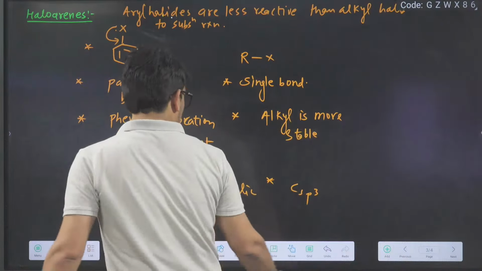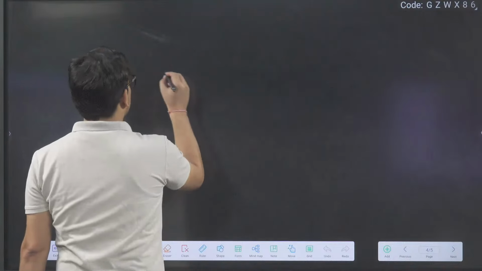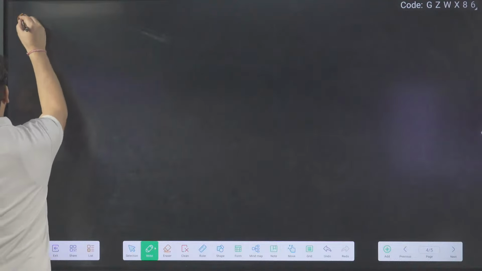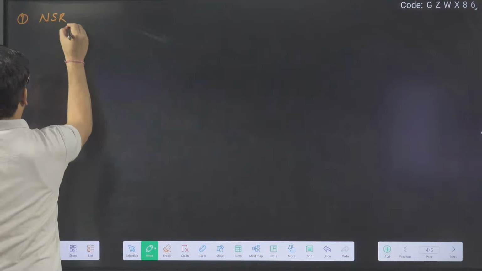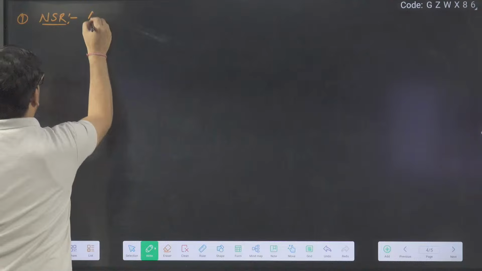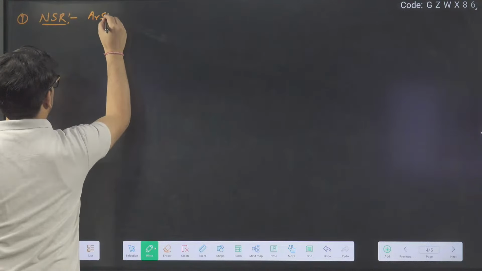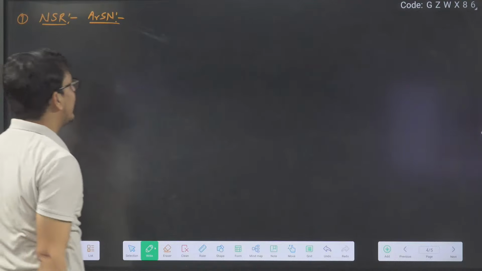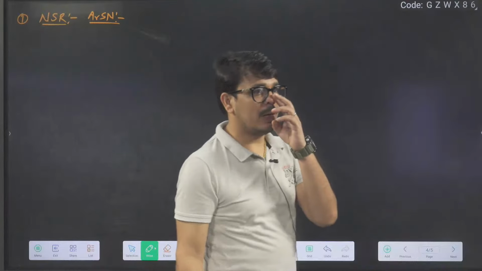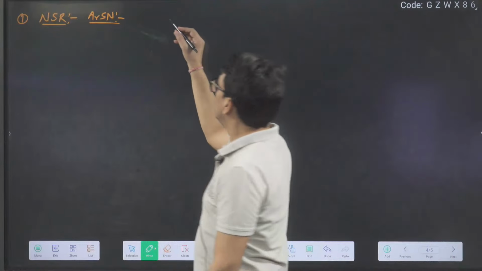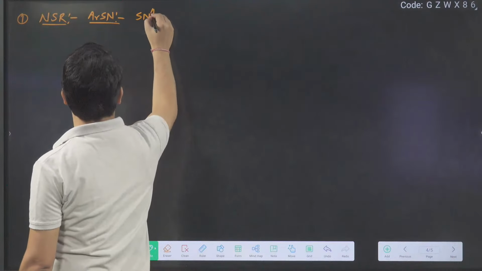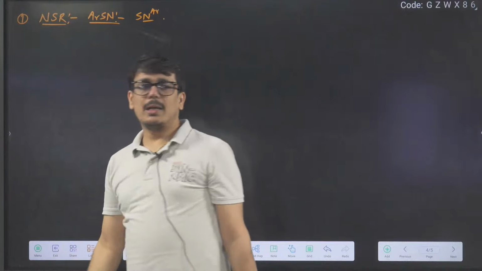Now, everyone, first what I am saying here is the nucleophilic substitution reaction, better to say SNAr, nucleophilic aromatic substitution reaction. I'm saying this one SNAr. Clear to everyone, yes or no?